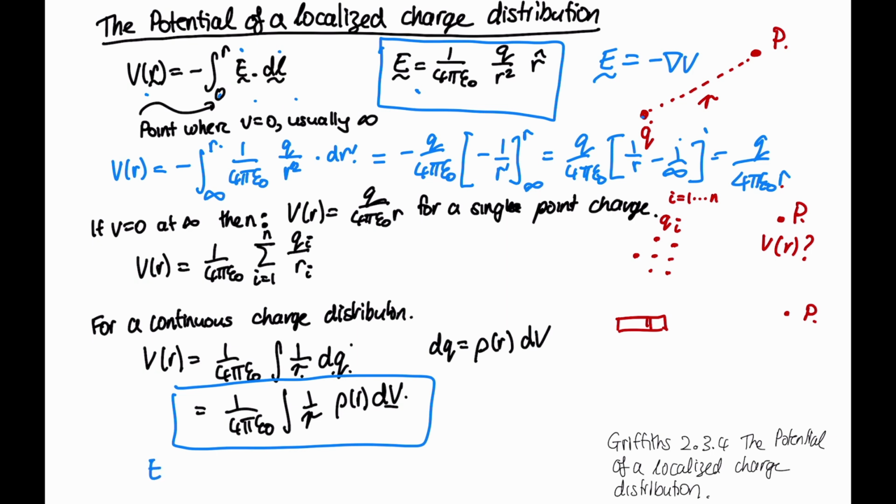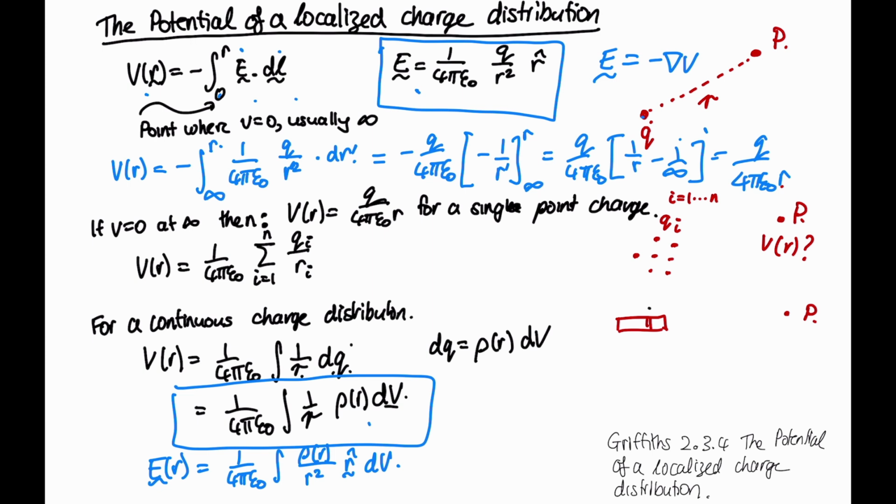For an electric field, because this is a vector, we've got that the electric field is equal to 1 over 4 pi epsilon naught times the integral of rho of r over r squared times r hat dv. So in this case, the r hat makes these much harder to deal with. And this is our expression for a volume charge distribution.